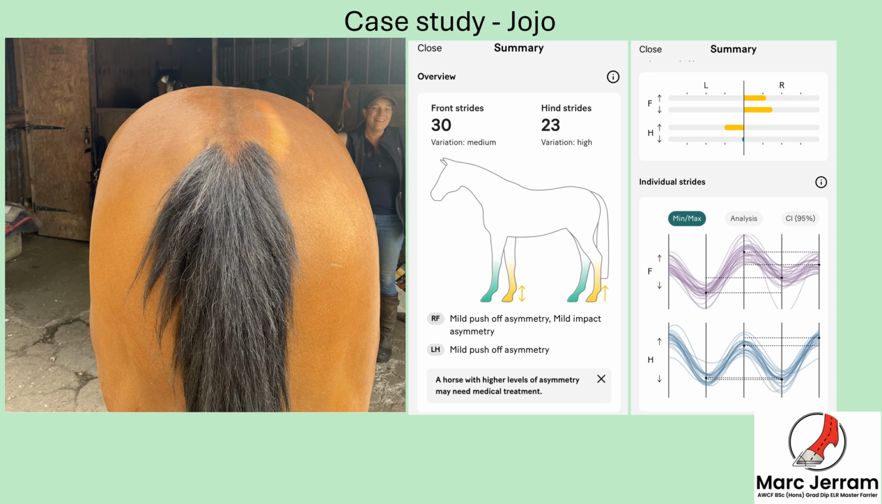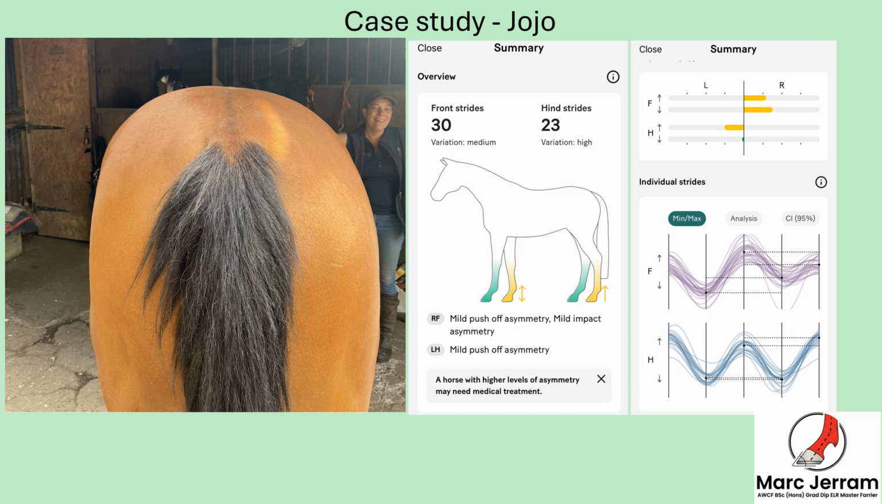We can see the findings here of a left hind and right front diagonal asymmetry. Push-off and impact were affecting this horse, and we can see that with the findings on the right in terms of the severity levels, and also in terms of the fluidity of the stride underneath. So, the left hind and right front. My approach to this particular horse was as such.